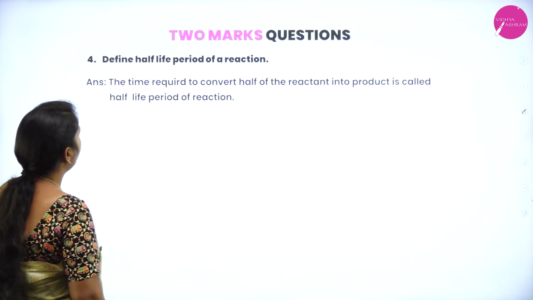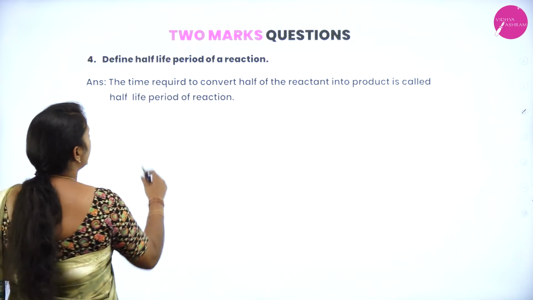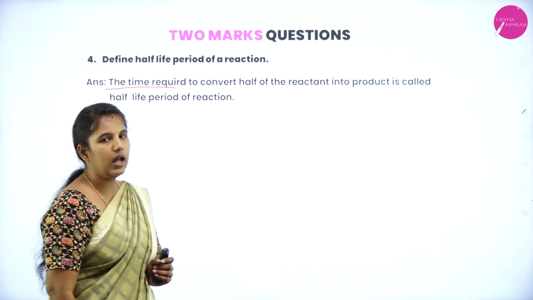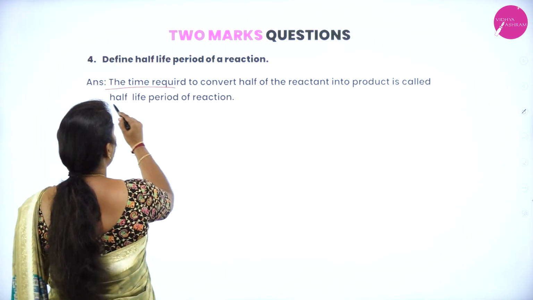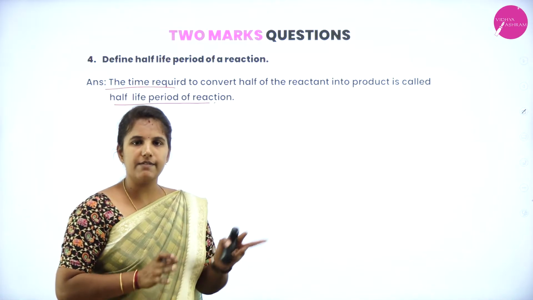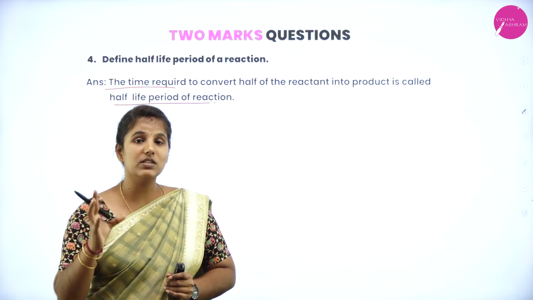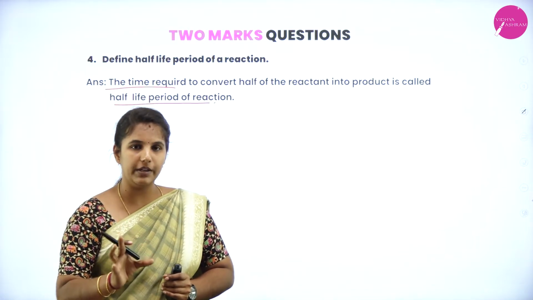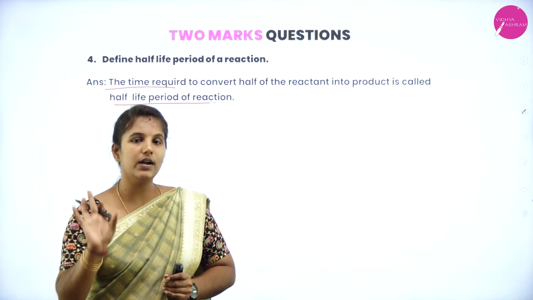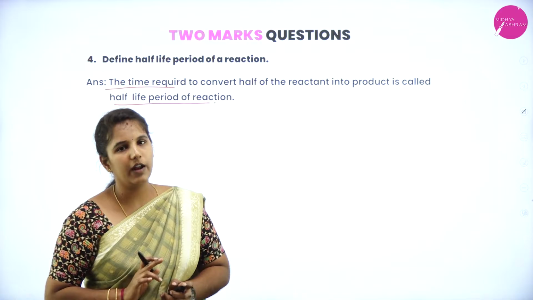Next, define half-life period of the reaction. Half-life of the reaction is defined as the time required to convert half of the reactant into the product. Which means, if A is giving rise to a product, imagine A is the reactant. The time required to convert half of reactant A into product B is said to be the half-life period.